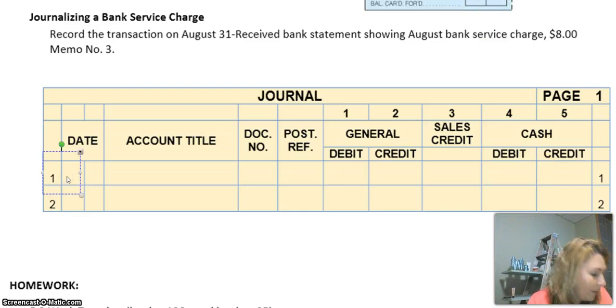So the date that this happened was on the 31st. We're going to pretend we've been using this journal for a while. The account title, this is just going to be a miscellaneous expense. We could make it a bank expense, but we don't use bank expense enough to justify a whole account and account number for that. And so we know that there's not an account for bank charges in Techno because we looked at the chart of accounts that we made. And so miscellaneous expense is the only thing this would really fit in.